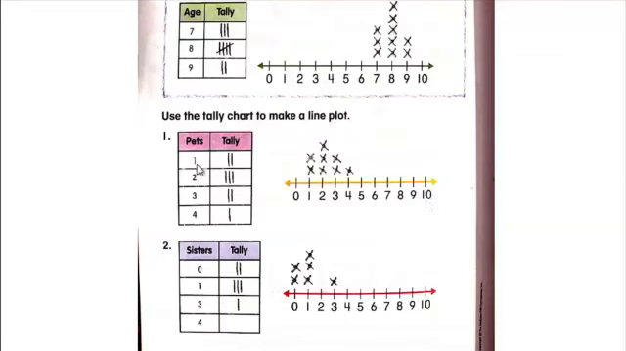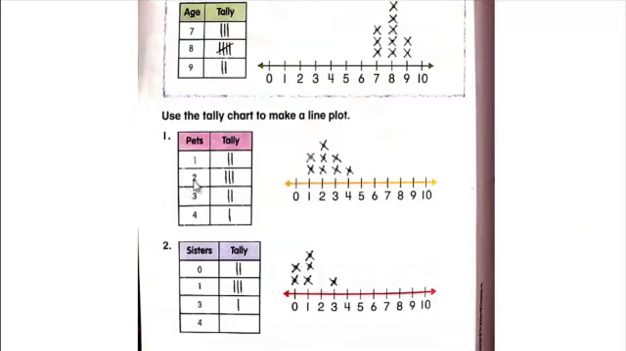Let's start with pet number 1. In front of 1, there are 1, 2 tally marks. So draw these tally marks as plots on this line. So in front of 1, draw 2 plots. 1, 2. These plots represent these 2 tally marks. Okay.